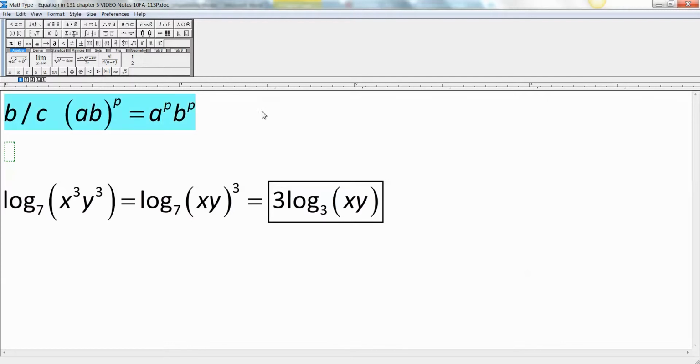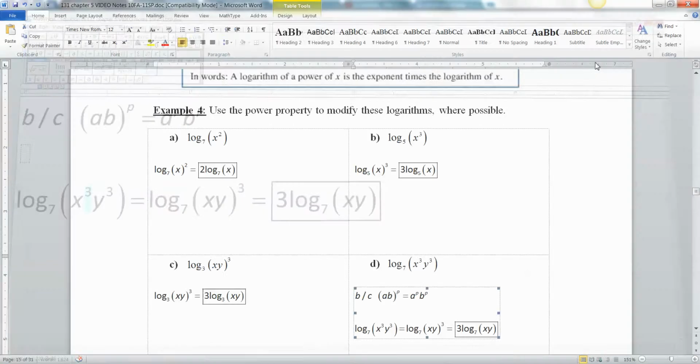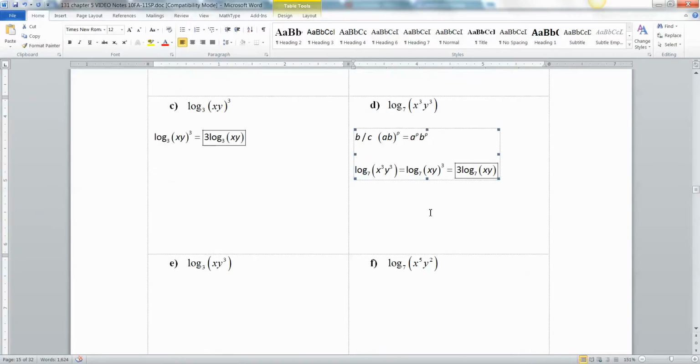So because of that, I can take x to the third, y to the third, and make it xy quantity to the third. And that means that I can make it log base 7 of xy all times 3. I can bring this 3 down in front. So I can take it to the outside, put 3 out there, and then bring it down in front.